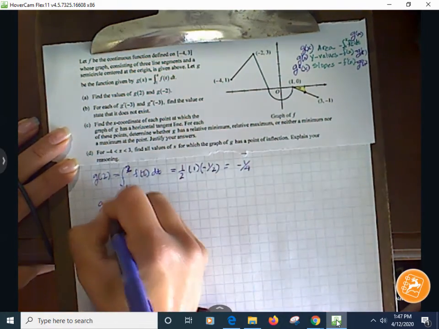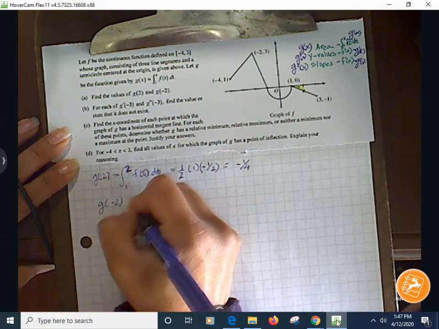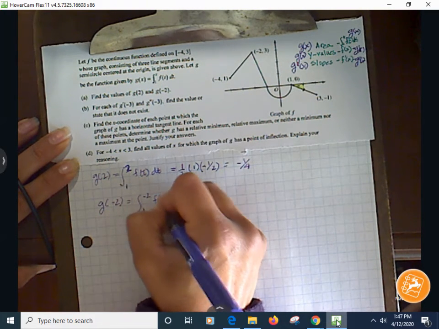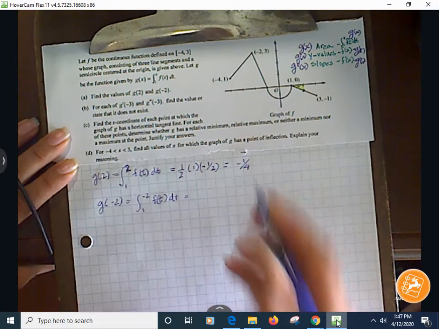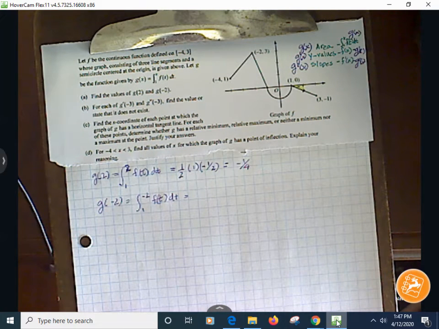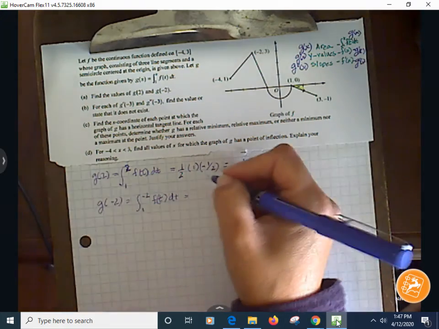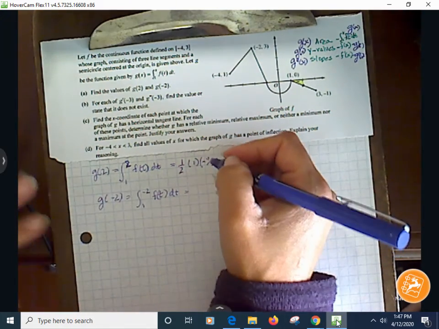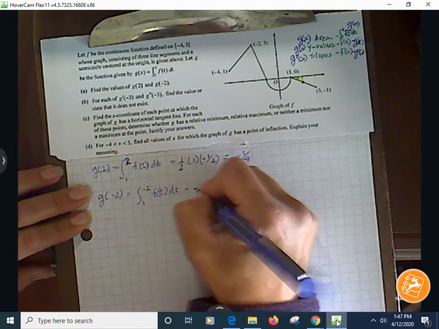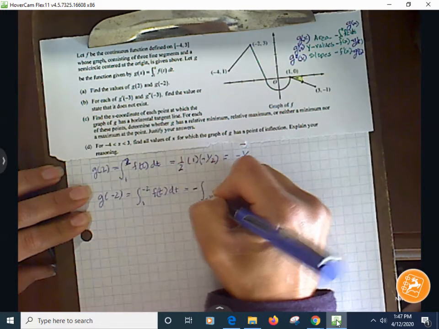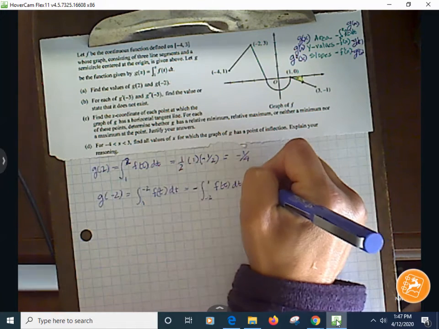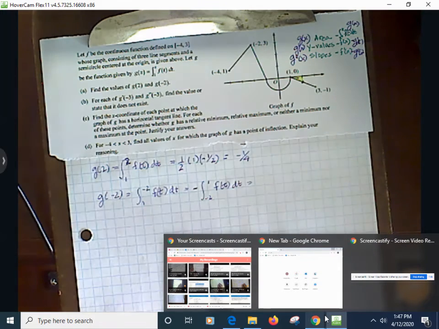And what is g of negative 2? That's going to be from 1 to negative 2 of f of t dt, which is equal to, well, here 1 is greater than negative 2, and usually we like to find our integrals where the lower value is the lower limit of integration. So it's going to be negative the integral from negative 2 to 1 of f of t dt. If you remember, when we switch them, we get the negative value.